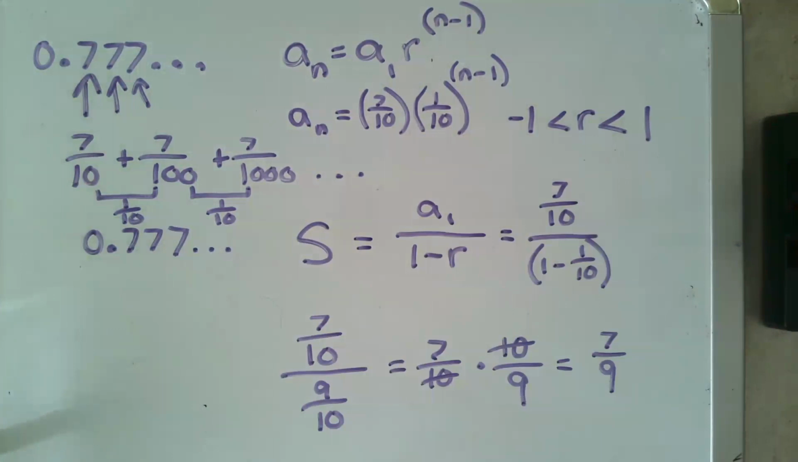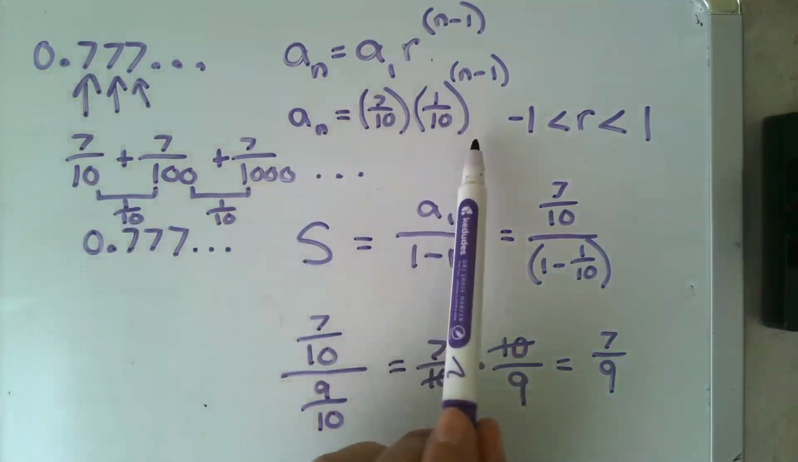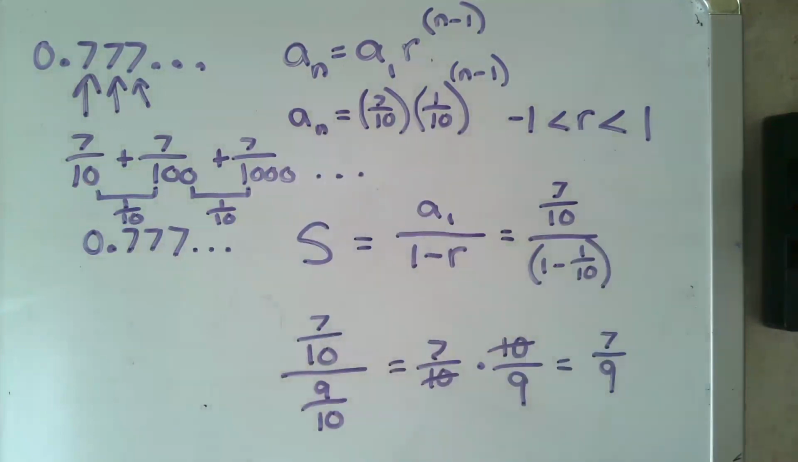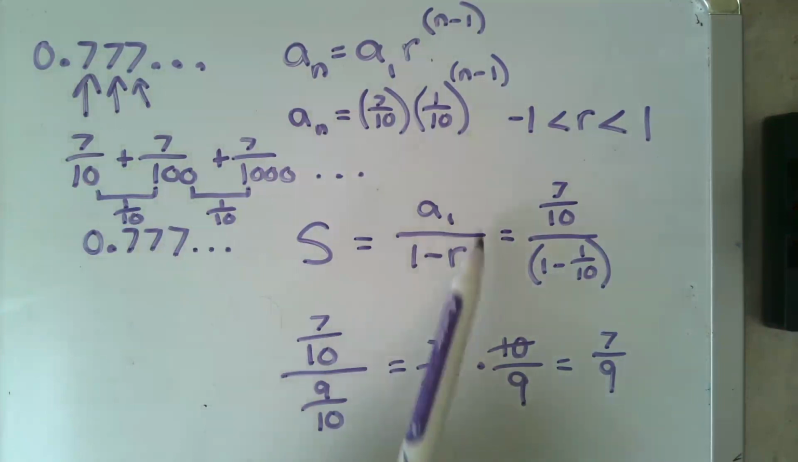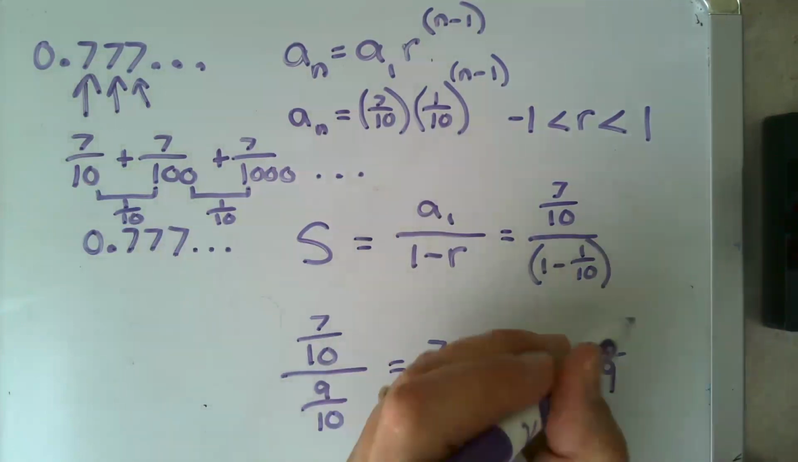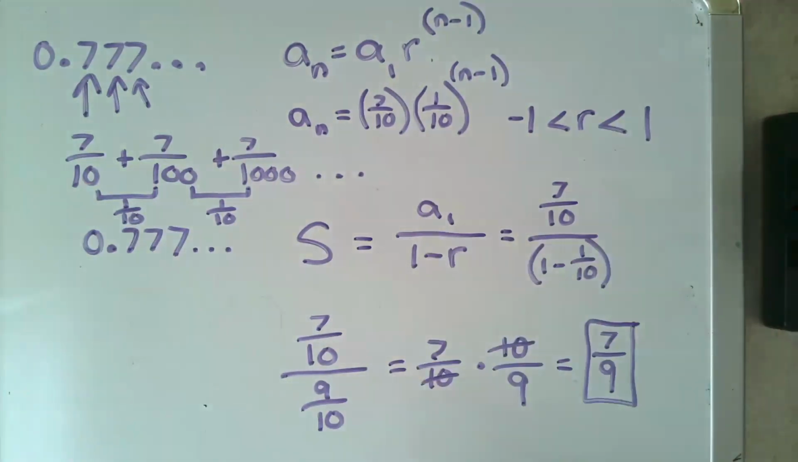We are left with that 0.777 repeating can be rewritten as this geometric sequence, which can be summed using the infinite geometric sequence sum formula to find that our answer is that 7/9 is how we write 0.7 repeating as a fraction. Okay, now that is one of many ways.